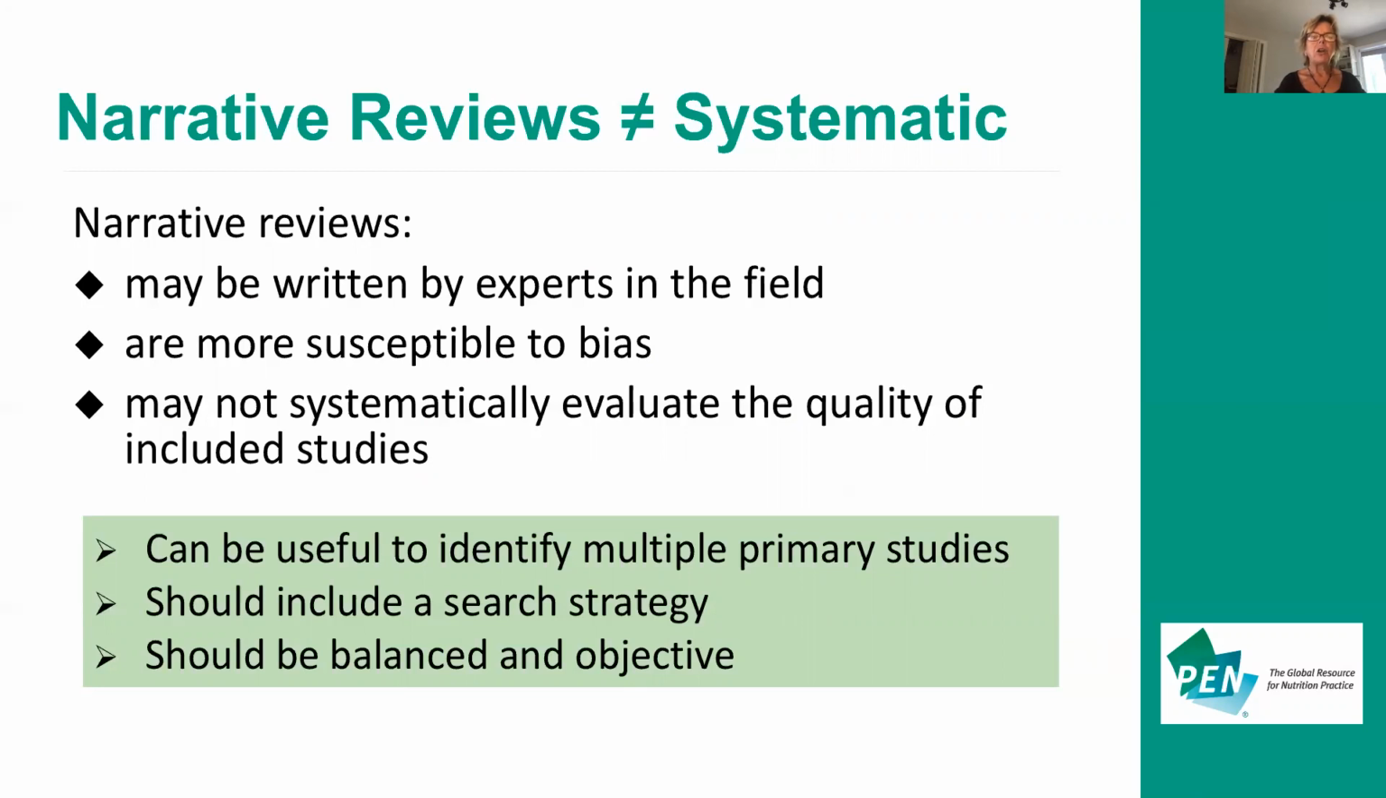Ideally, if you're looking at a narrative review, there should be a search strategy that would describe the dates and the databases that were searched. And there should be evidence that it's balanced and objective. It's not too opinion-based. But that is another secondary source that could be considered if there was no systematic review available.